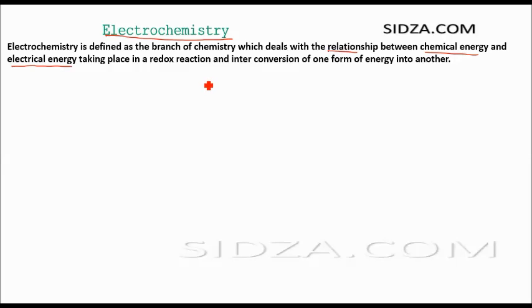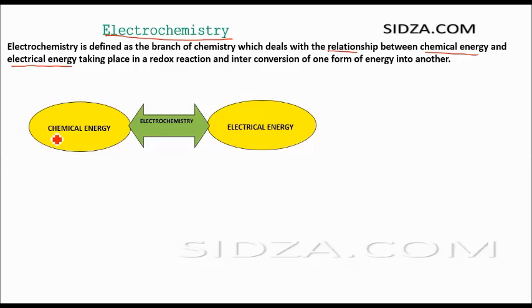We have two types of energies, chemical energy and electrical energy, right? Now what is the relationship between the two? That is the main domain of electrochemistry. So electrochemistry tells us how we can change chemical energy into electrical energy and electrical energy back into chemical energy. This interconversion is what we are going to study in electrochemistry.